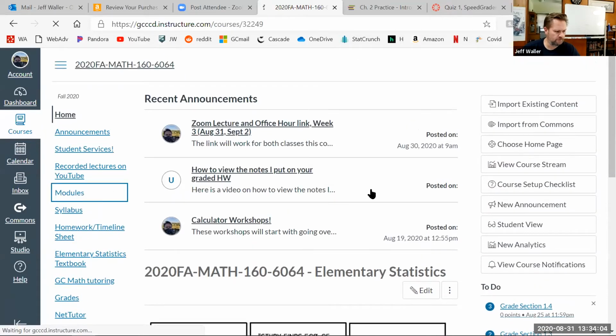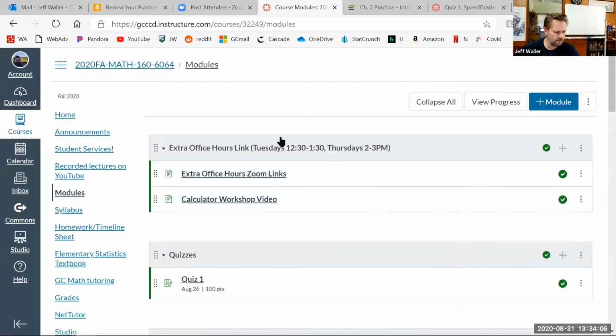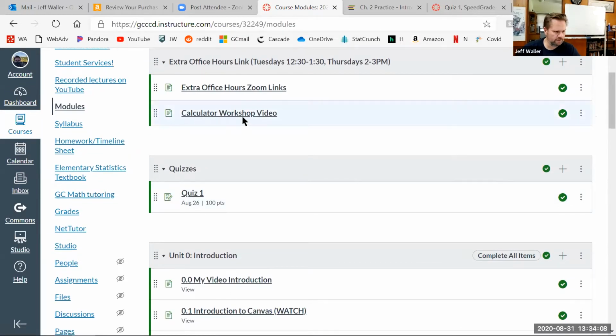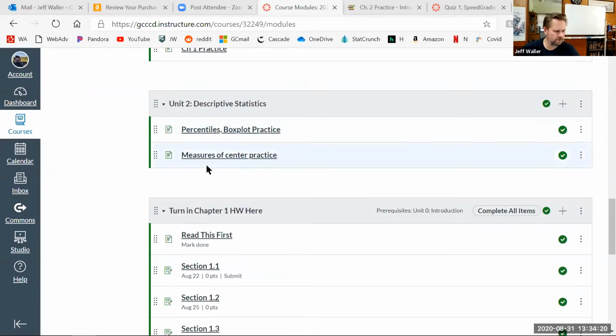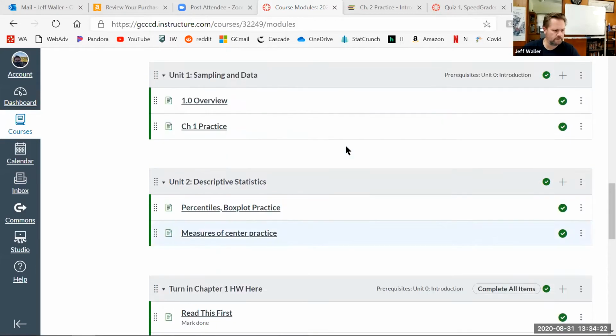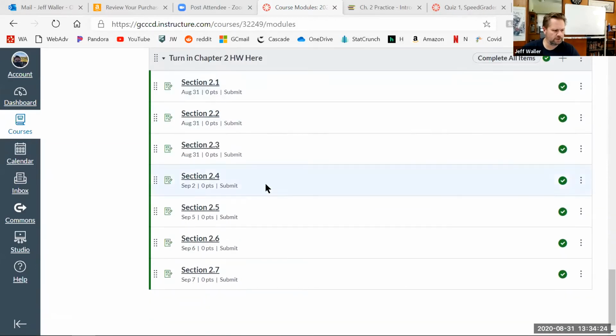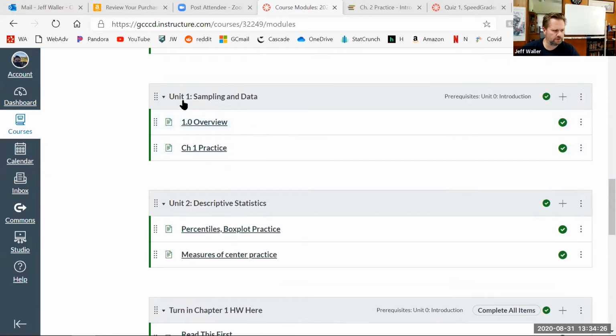Go to modules. Did I point out the calculator workshop video I put up there? I can't remember. Even if I did, I'll do it again. There it is. And then you go down, there's quizzes. There's unit 0, there's unit 1, and there's unit 2. There we go. That's the new one. Down here is where you can turn in homework, but I'm going to create unit 1, unit 2, unit 3. That's where I'm going to throw worksheets and handouts and stuff. Does everybody see that? Is everybody able to find that?